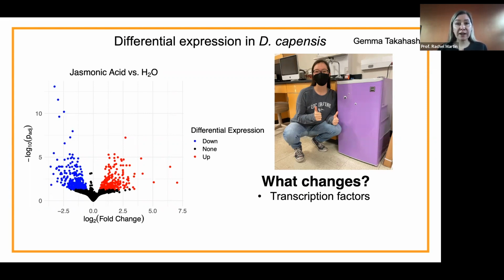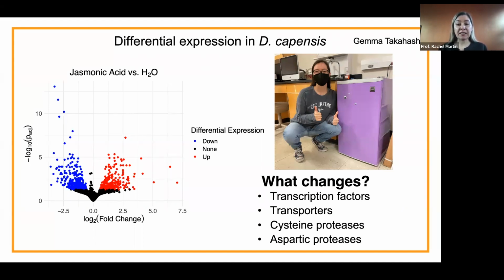So transcription factors, proteins that control the expression of other proteins, transporters. Transporters sound like a really good thing to have if you're a carnivorous plant. It has to digest its prey and then bring all those nutrients inside the cell. And we also see some digestive enzymes, including cysteine proteases and aspartic proteases. And so remember, aspartic proteases are the ones that Darwin hypothesized were there.